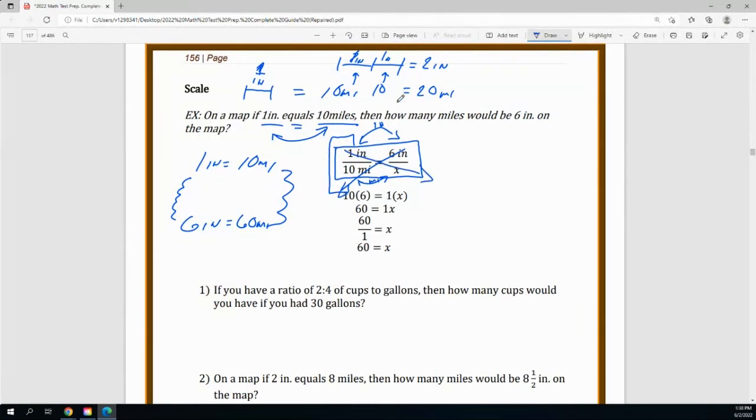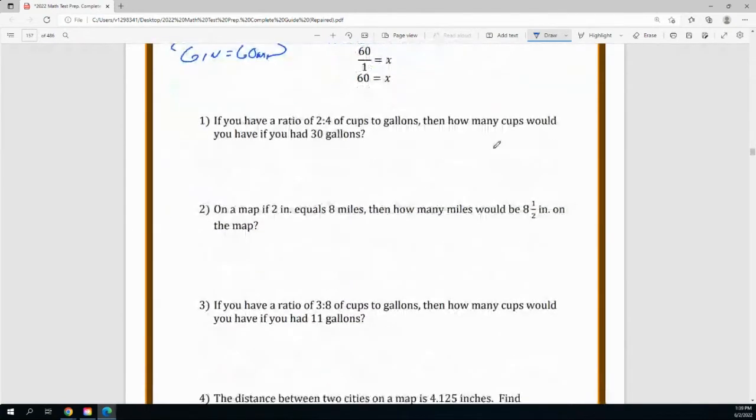Let's do a math problem. Let's look at this first one down here. It says, if you have a ratio of 2 to 4 of cups to gallons, then how many cups would you have if you had 30 gallons? Now again, you don't have to use your proportion equation, though it is helpful. It's helpful when you don't have exactly whole number multiples. For instance, let me give you an idea.